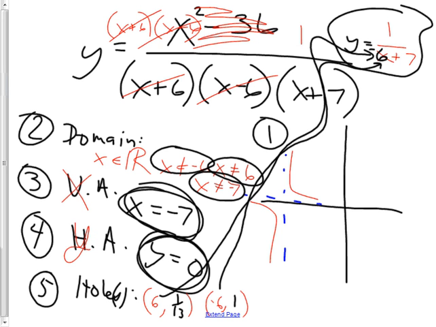So only give them the full point for the holes if they're both perfect. If one of them's right, one of them's wrong, give them half a point. Now question, I had a hand raised. Yes? Yep.